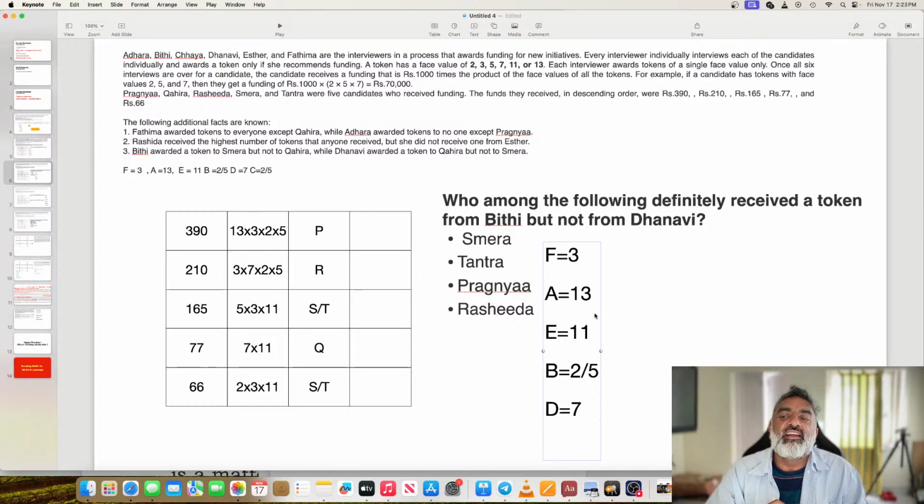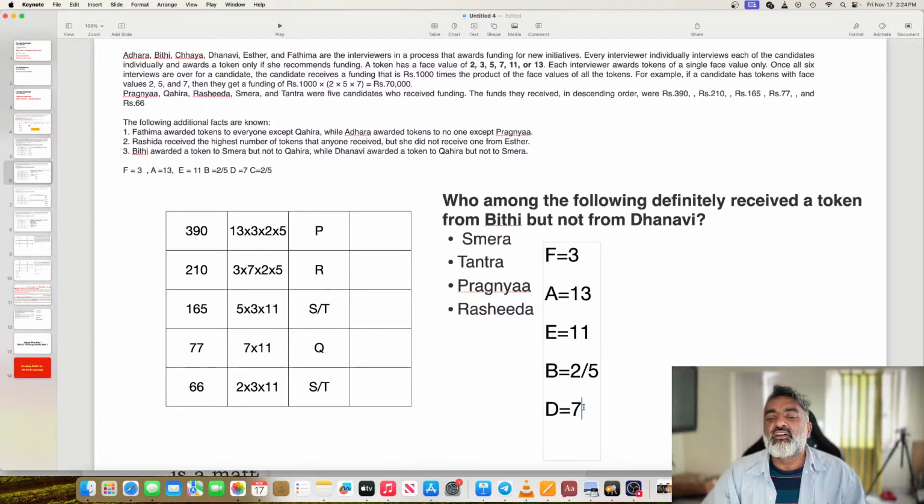Who among the following definitely received a token from Bithi but not from Dhanavi? So it should not have a 7 and Bithi could be 2 or 5, right? And I want definitely. So I want a story where both 2 and 5 are present. This is a story where both 2 and 5 are present. Because otherwise I can't say for sure. This may be Bithi, this may not be Bithi.